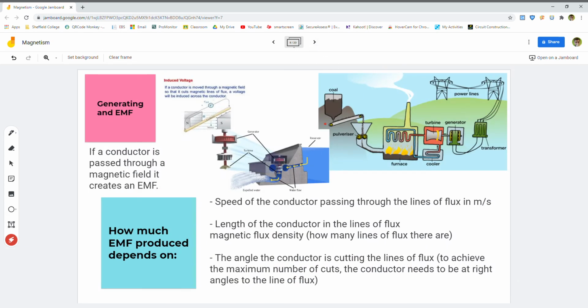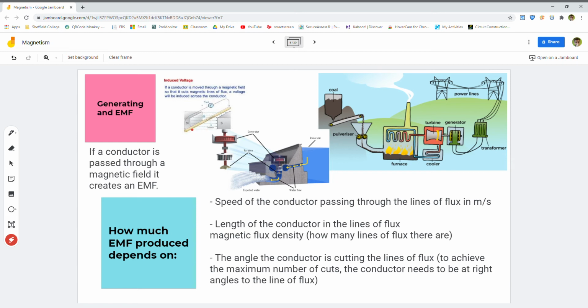Right then, now we're going to move on to generating an EMF. So just one basic principle, and then I'll explain how basic electric generation works. One basic principle is, if we have a conductor with no current passing through it, so it's just a copper wire, and we pass that conductor through a magnetic field, so north to south, EMF, so electromotive force, which is voltage, will be induced in that conductor. So that means an EMF will take place in that conductor.